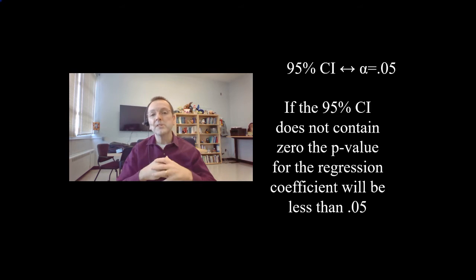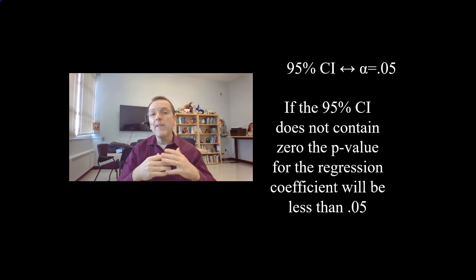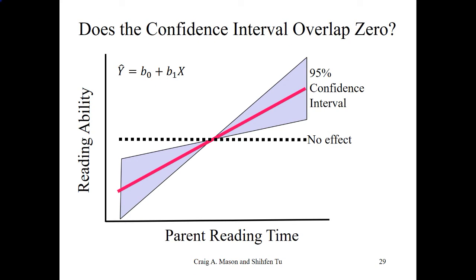Consequently, if the 95% confidence interval does not overlap 0, like in this example, then the p-value for our regression coefficient will be less than 0.05, and using an alpha level of 0.05, we would reject the null hypothesis. If the confidence interval does not include 0, then we are, for want of a better word, confident that the effect is not 0. We're sufficiently confident that there is some effect. That sounds a lot like rejecting the null to me.